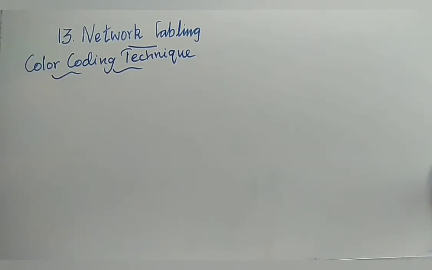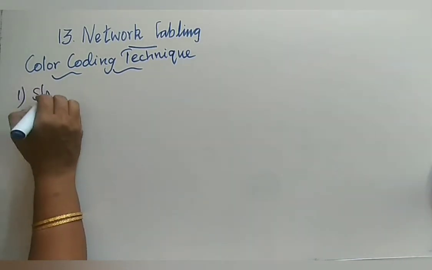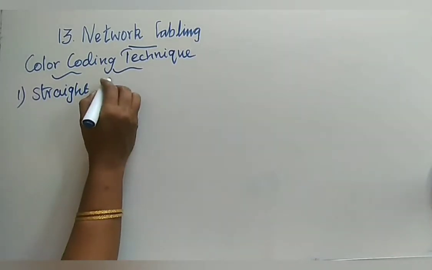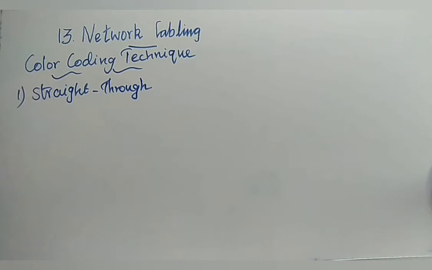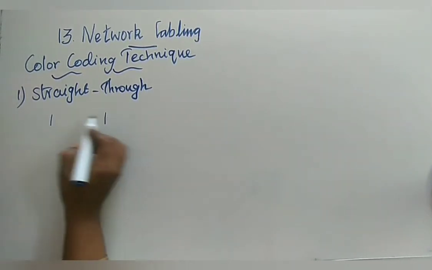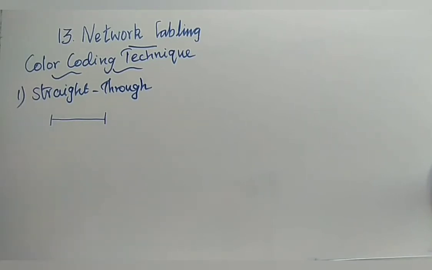The first one is straight through wiring. What do you mean by straight through? Starting from here you have one pin, and here you have the pin at the other end, and it is connected like this. That is your straight through cable. This is your straight through wiring connection.